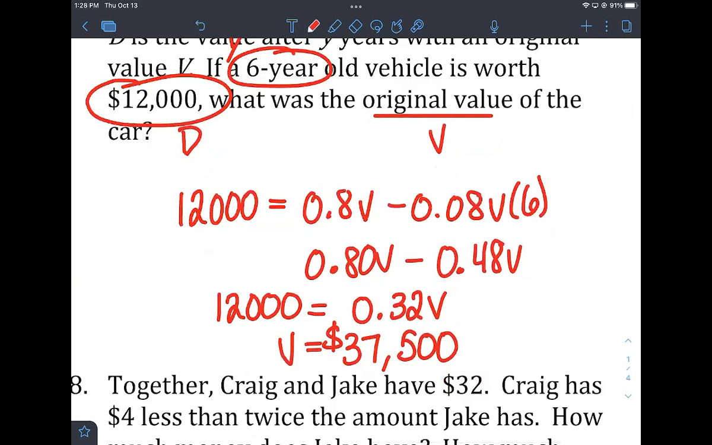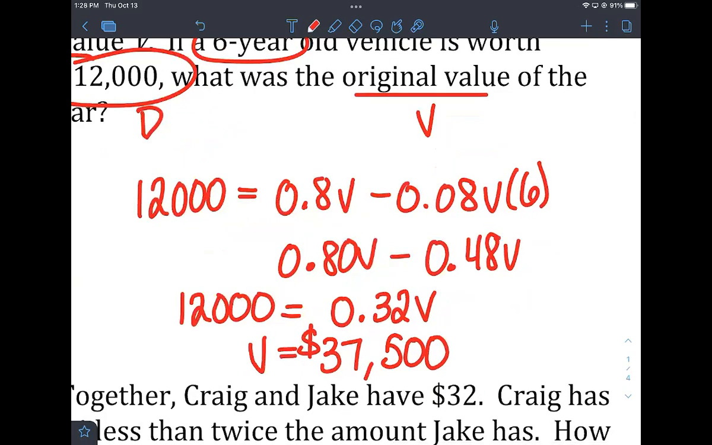Eli? I don't know, she did the math. Well, I agree with her. We divided both sides by 0.32. 0.32 times V, so I divide both sides by 0.32. 37.5, all right.